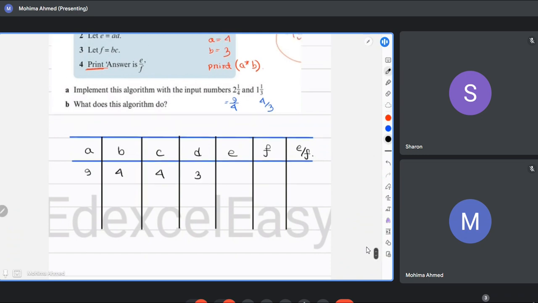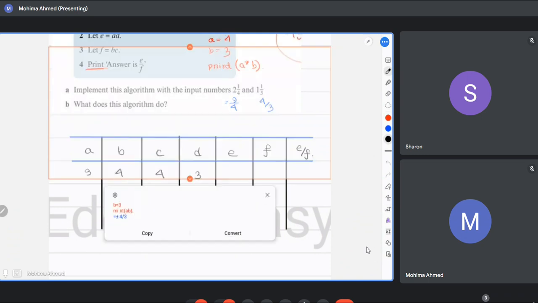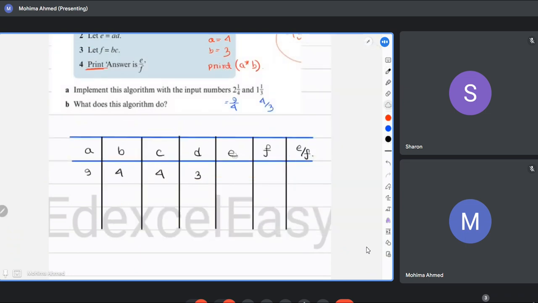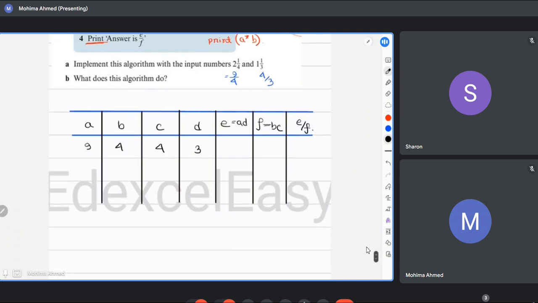And for E, the formula was what? For calculating E, we have the formula A multiplied with D, which is going to be AD. And for this one, this was B and C. So for AD, we have 9 into 3, that's 27. And then 4 multiplied with 4, which is going to be 16.